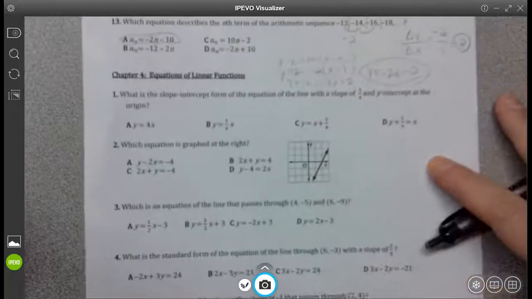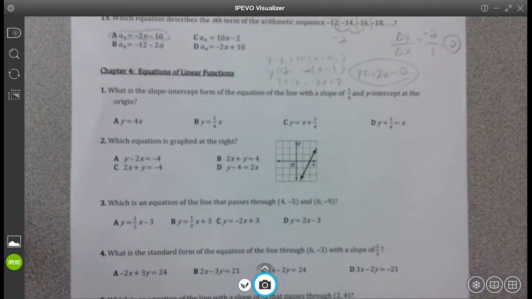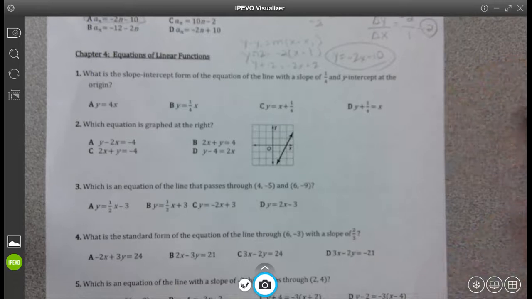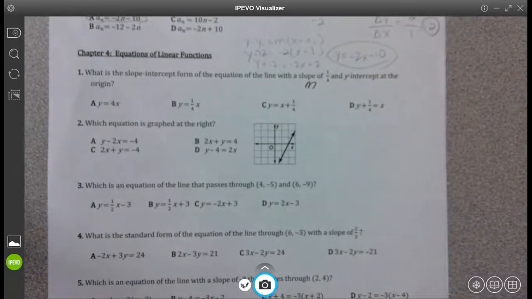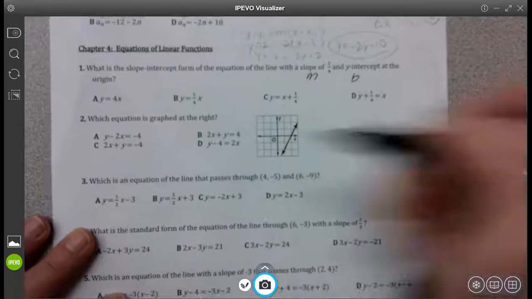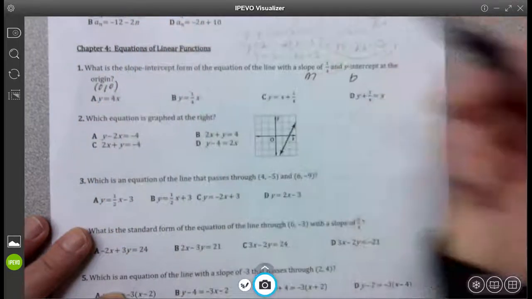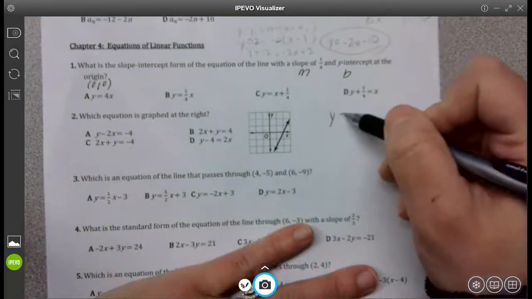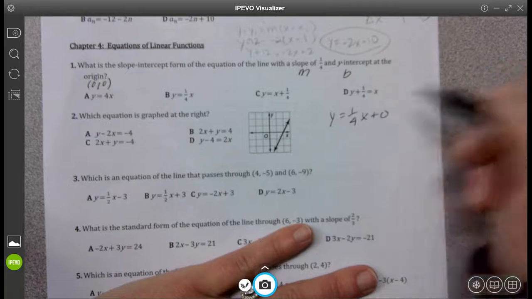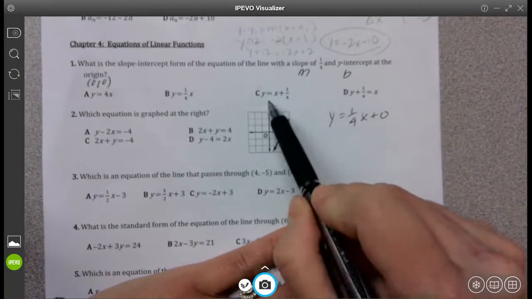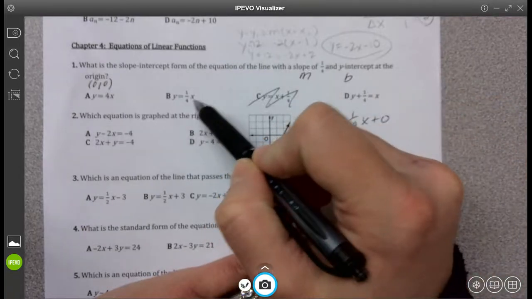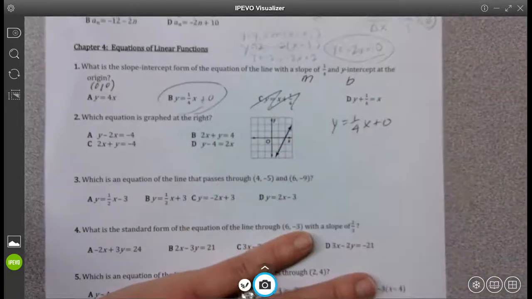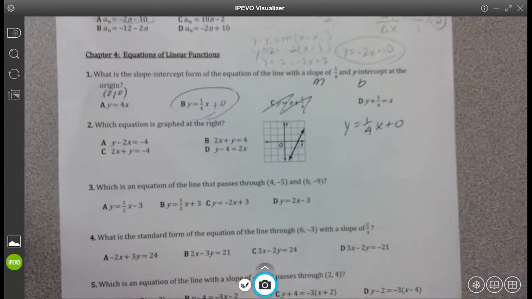Chapter 4. So we're going to start with Chapter 4 of your midterm review and then work up to Chapter 6. It says, what is the slope-intercept form of the equation of the line with a slope of 1/4 and a y-intercept at the origin, which would be 0, 0. So y equals 1/4 x plus 0. Yep. Okay.